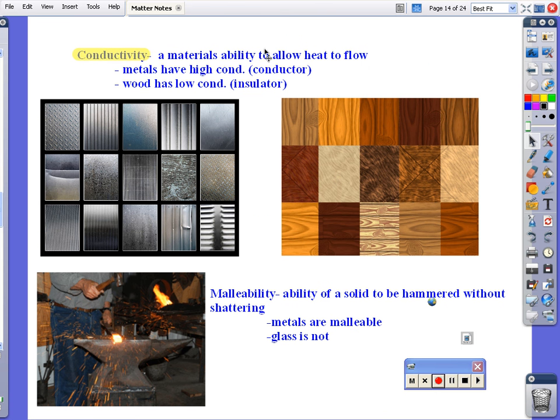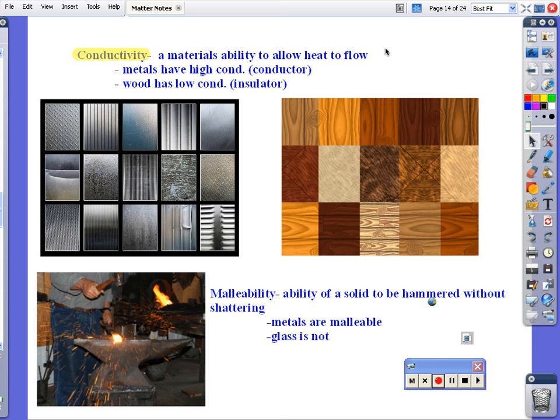Conductivity, material's ability to allow heat or energy to flow. Right? Metals have high conductivity. Wood has a low conductivity, so it's therefore called an insulator. Plastic and rubber are also insulators, things that you're very aware of. Usually what's on the handle of your pots and pans, insulators, because the idea is you want to restrict or not allow heat to flow to the handle of the pot, simply because you get burned.